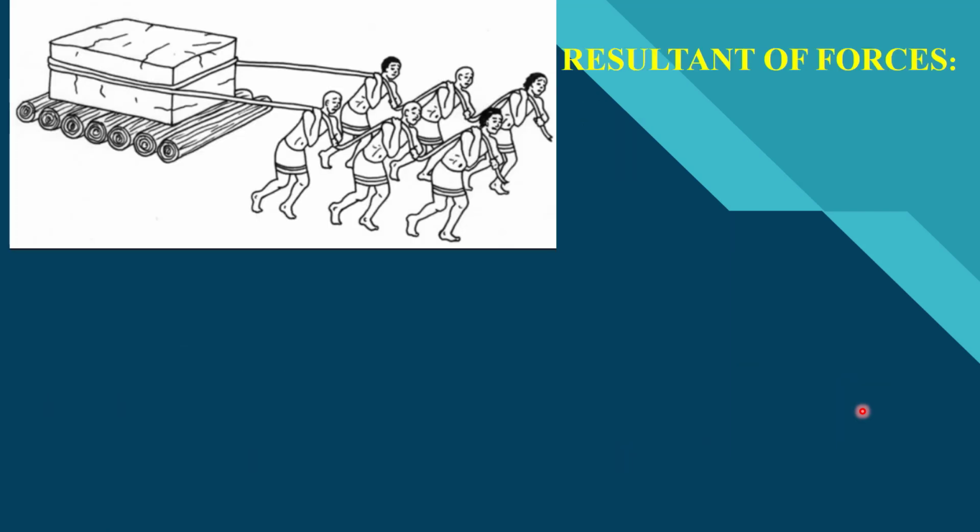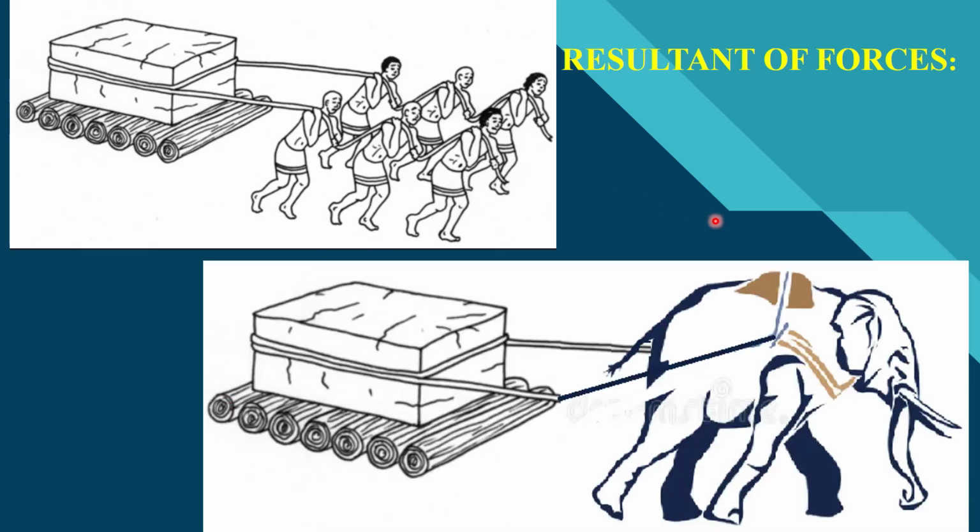Now here in this figure, you can see that 6 people are pulling a block, right? Or we can say that this block is subjected to 6 different forces. So in the second figure, you can see that an elephant is pulling that block. Instead of these 6 people, I have used the service of an elephant, right? Or in other words, we can say that I have replaced all the 6 forces by a single force for moving this block. This single force is known as the resultant force.